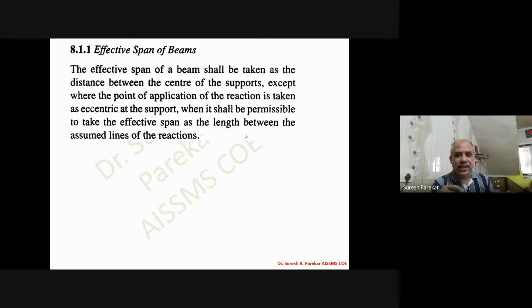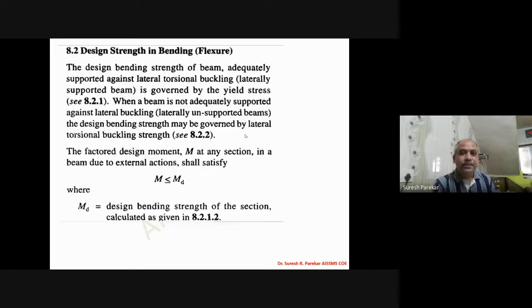Now, the effective span of the beam. This is clause 8.1.1 given in IS 800 2007. All the clauses shown here are from IS 800 2007. The effective span of a beam shall be taken as the distance between the centers of the supports, except where the point of application of the reaction is taken as eccentric at the support. Then it is permissible to take the effective span as the length between the assumed lines of the reactions. Generally, it is the distance between the reactions.